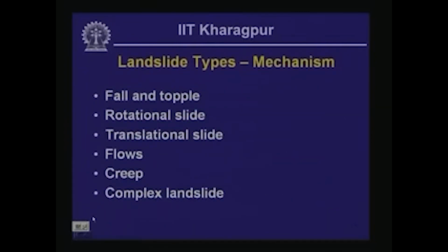Then there could be another type of landslide classification, and this typing looks at the mechanism that triggers the landslide. So a landslide could be classified as a fall or a topple. There could be a rotational slide, there could be a translational slide, then there could be flows, creep, and complex landslide. And complex landslide is really a combination of more than one of the types that precede it in the list. Okay, so let's look at what these things are one by one.